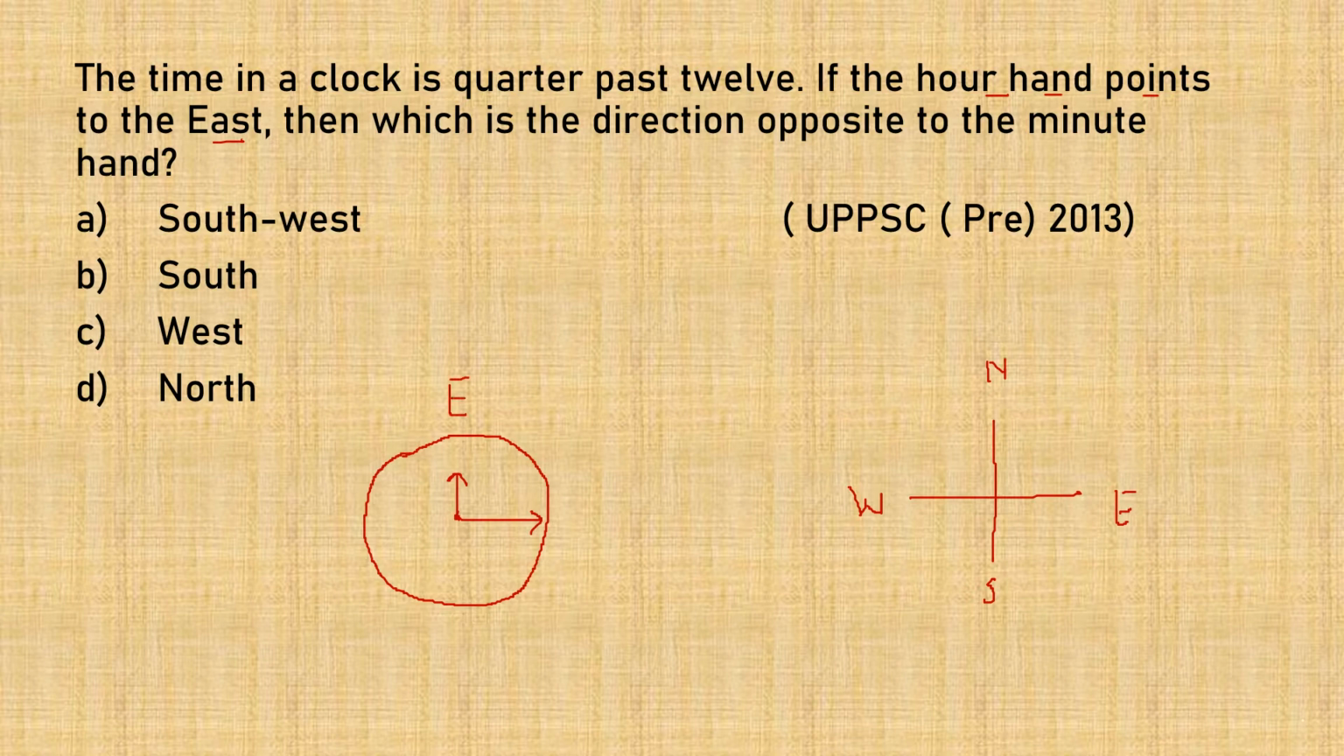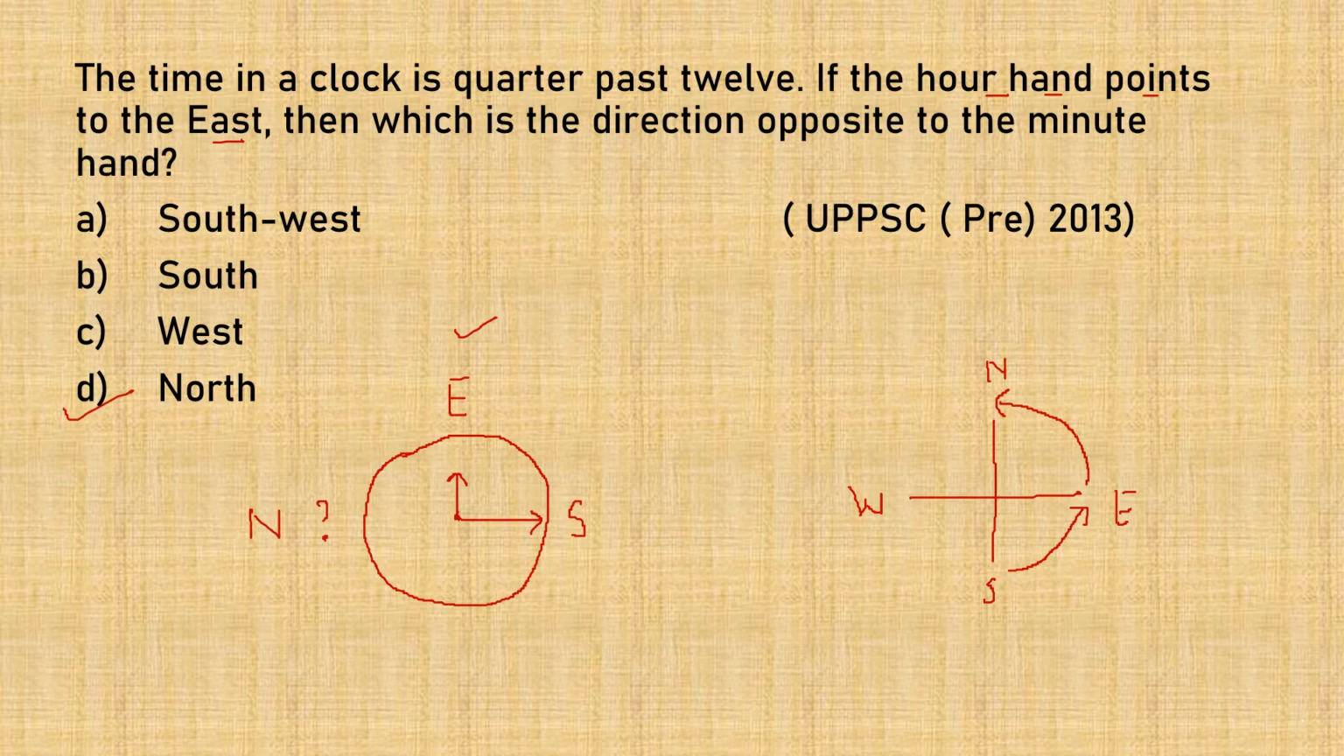Then which is the direction opposite to the minute hand? So we have to find out this direction, that is the direction that is opposite to the minute hand in this particular question. So if we carefully observe the two figures, if we shift east anti-clockwise by 90 degrees, it comes in the position of this clock. So that is exactly what we are going to do here. We'll be shifting south by 90 degrees in the anti-clockwise direction. So that means this direction will become south and the direction opposite to south is north. So our answer to this question will be north.